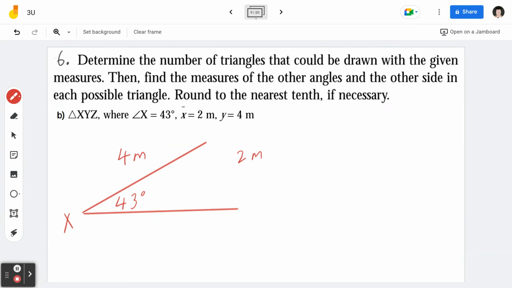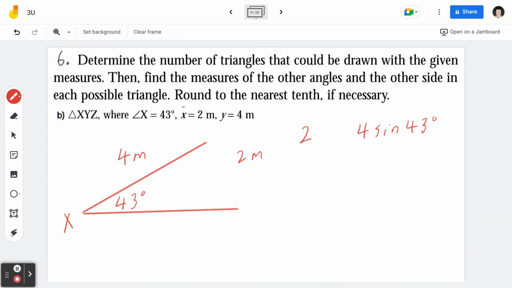Again, not to overstate this, either it will form two triangles like that, or it will form one triangle like that, or it's simply not long enough to even connect to form any triangles. Find out. What you're really comparing is 2, 4, sine 43 degrees. If it's greater than, two triangles. Equal to, one triangle. Less than, no triangles.